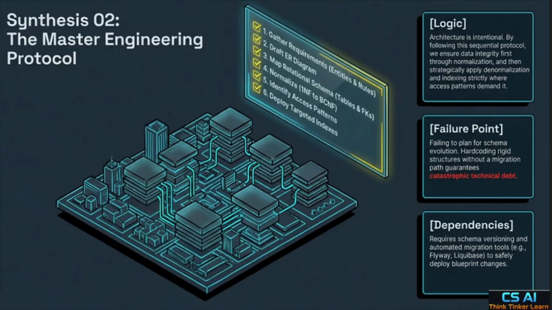To build like a professional, follow the master engineering protocol. Gather requirements, draft the ER diagram, map the relational schema, normalize to 3NF, identify access patterns, and finally deploy targeted indexes. Failing to plan for schema evolution and hard coding rigid structures without a migration path guarantees catastrophic technical debt. Use tools like Flyway or Liquibase to version your blueprints.